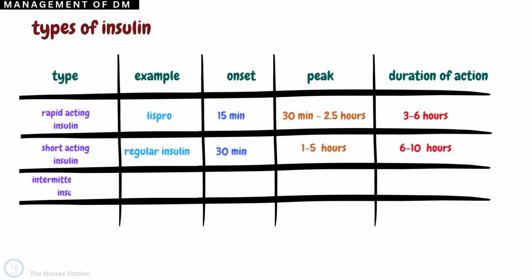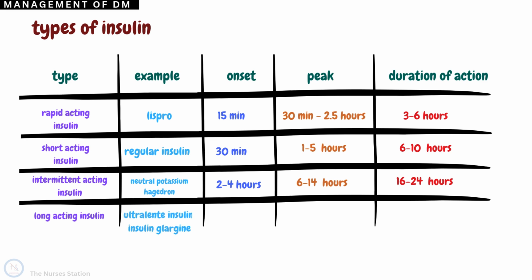Then we have intermediate-acting insulin like NPH, with onset of 2 to 4 hours, peak of 6 to 14 hours, and a duration of action of 16 to 24 hours. Lastly, we have long-acting insulin like ultra-lente insulin, insulin glargine, with onset of 2 hours, peak of 12 to 24 hours, and a duration of action of 18 to 24 hours.